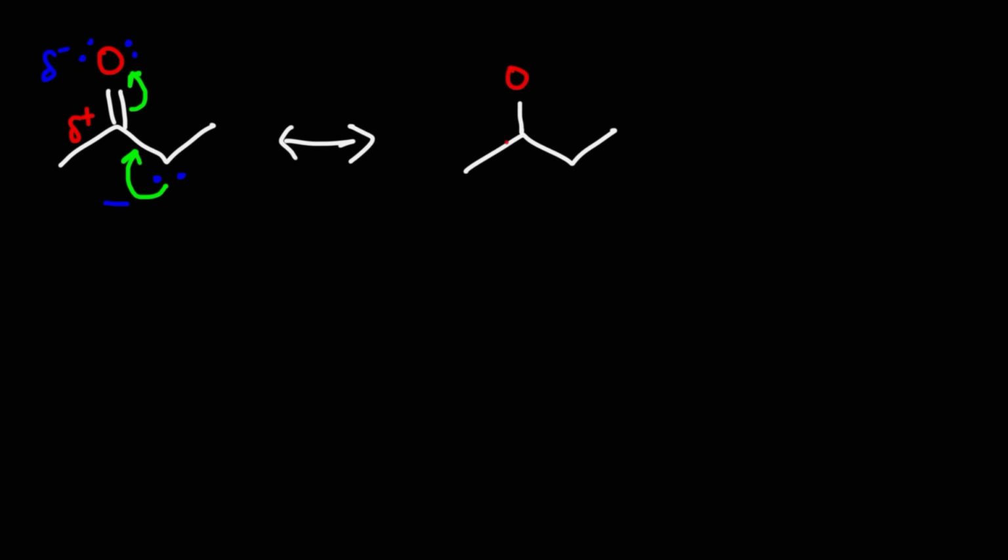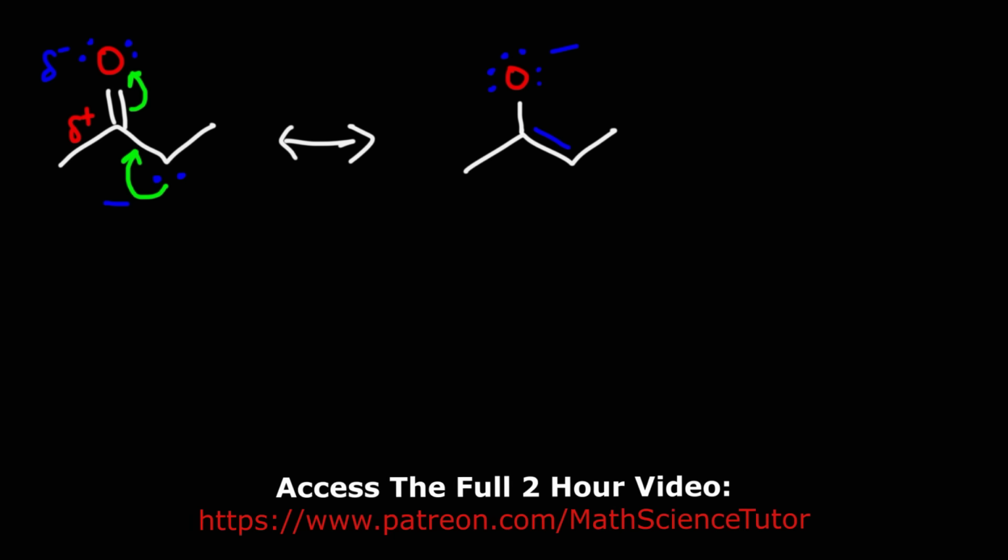So we're going to get this particular resonance structure. And here is the pi bond. And now the oxygen bears the negative formal charge. So that's the resonance structure that we can draw. This is known as the enolate ion.